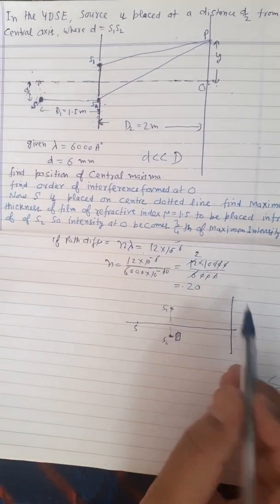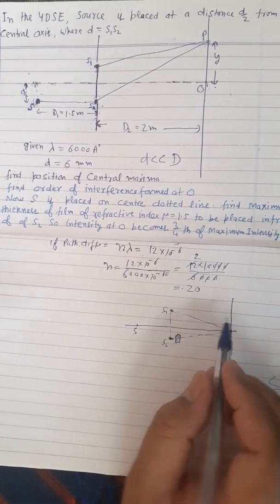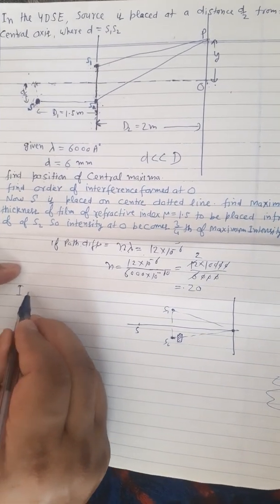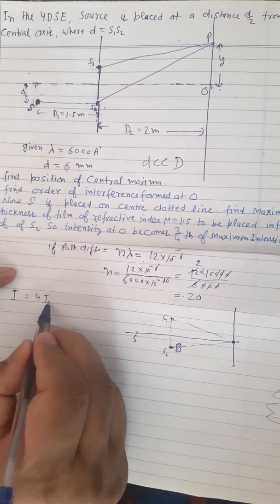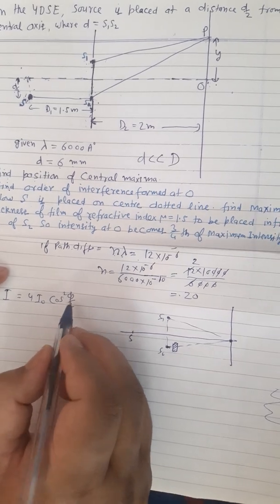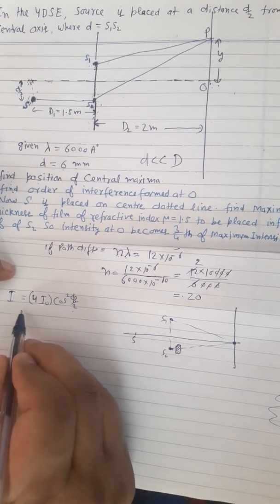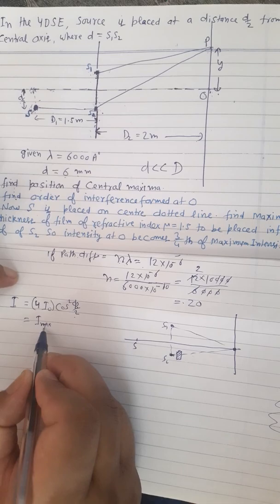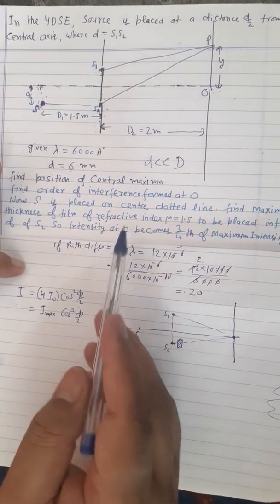So at point O, the intensity becomes how much? 3/4 of the maximum intensity. What do we know? Intensity at any point is equal to what? 4 I naught cos square phi by 2. Phi is the phase difference. 4 I naught is the maximum intensity, or you can say I is equal to I max cos square phi by 2.